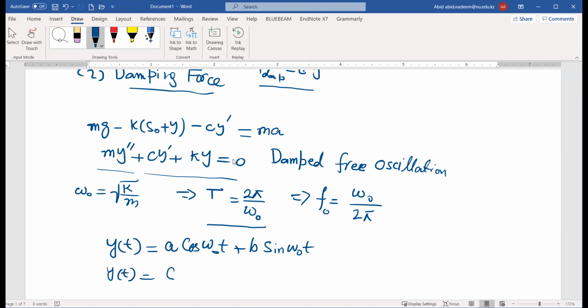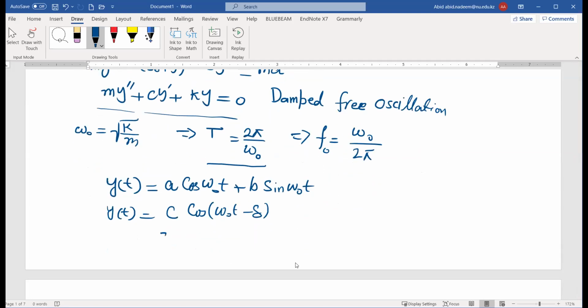Y is equal to C times cosine of omega naught t minus delta, where C is equal to square root of A squared plus B squared, and tangent of delta is equal to B over A. Both representations, this one and this one, are the same numerically, and we can prove that. In fact, I have proved it in my recorded video as well, so you can look at that.